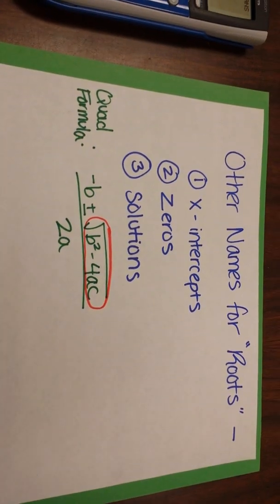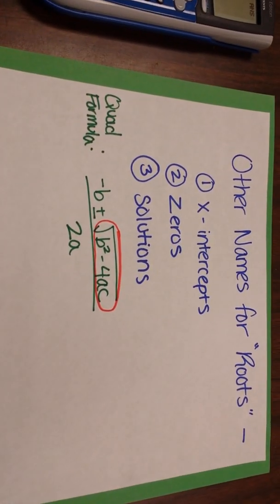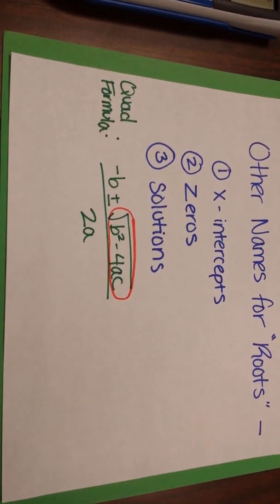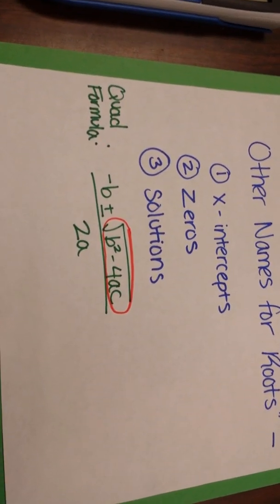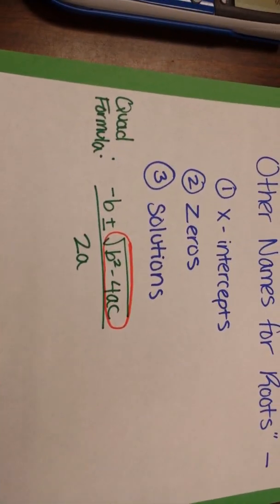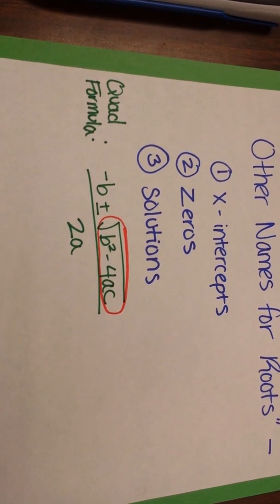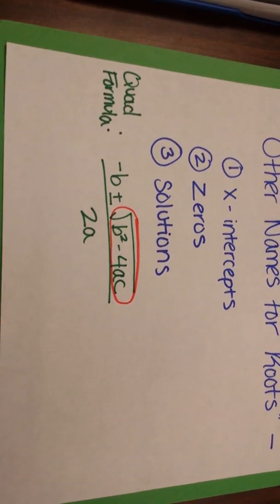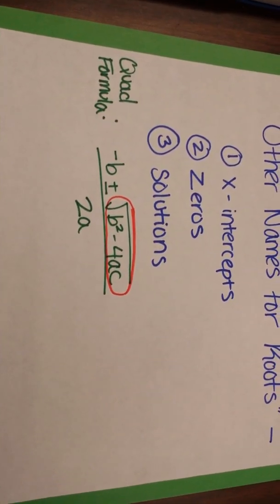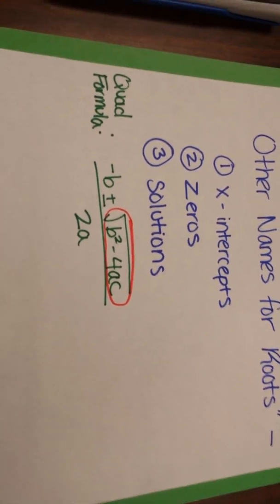So some other names for the roots are the x-intercepts, zeros, or the solutions. And basically the whole point of finding the discriminant value is getting it from the quadratic formula, which is negative b plus or minus the square root of b squared minus 4ac all over 2a. And b squared minus 4ac is where you get the formula for the discriminant.